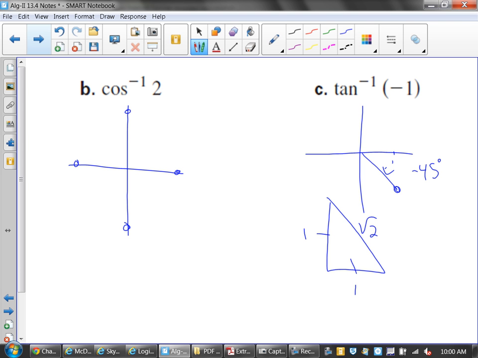Why did you look for the quadrant two? When we're doing the inverse, they set it up a little bit differently. The quadrants you're going to look for are these: cosine is always going to be in quadrants 1 and 2. Sine is always going to be in 1 and 4. And tangents are also 1 and 4.